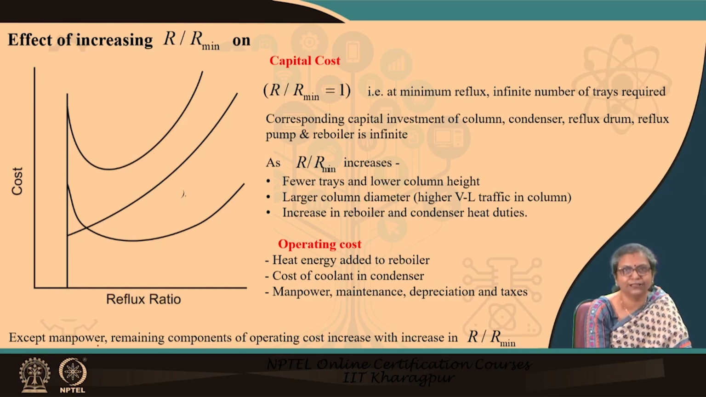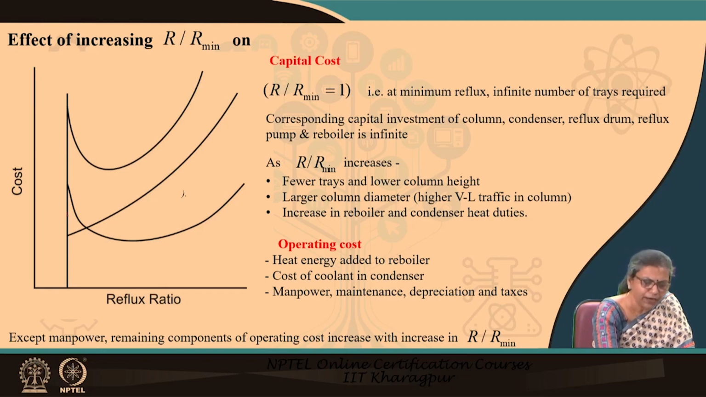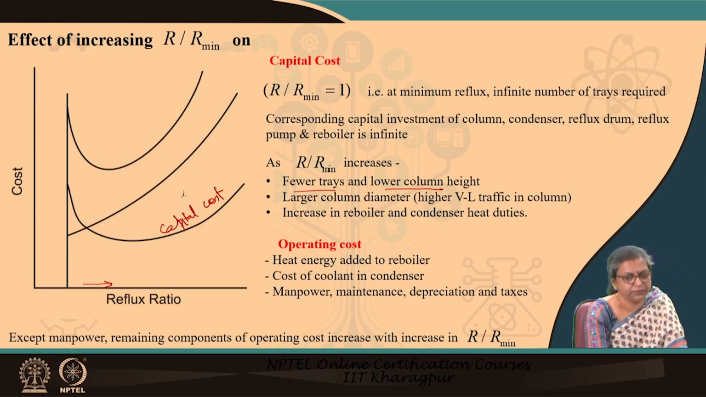Of course, under this condition, when you are not generating reflux, the condenser and reboiler heat loads are also much less. But the column cost is infinite because the number of trays required is infinite. Now, gradually you start increasing the reflux ratio. Whenever you increase the reflux ratio, you would require a lesser number of trays to effect this separation. As a result, the column height decreases, and therefore the capital cost will also be decreasing in this way.